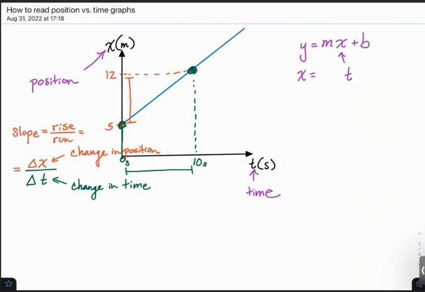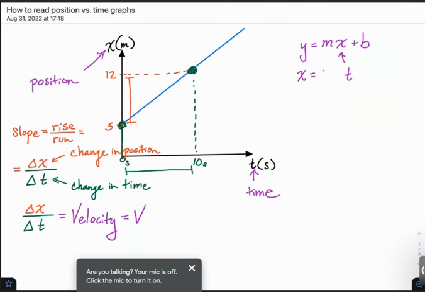And what you need to know here is that change in position divided by change in time, that's the definition of velocity. So that means your slope is the velocity. And so I'm going to come over here and I'm going to add velocity as my slope.